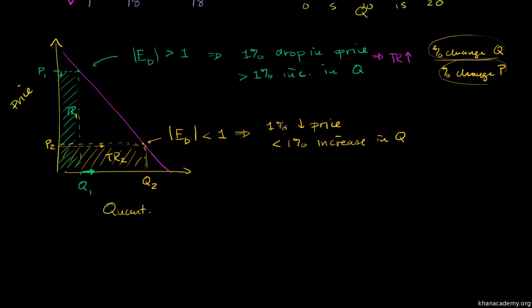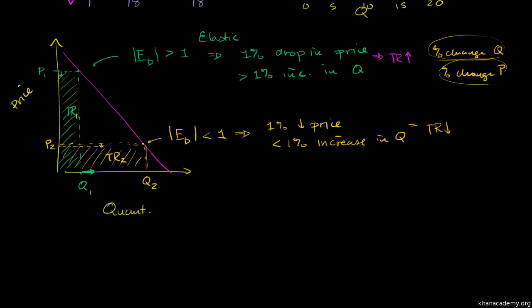So in general, this is going to result in a lowering of this area. This area will get smaller. We're reducing our height more than we are expanding our width. So in this situation, total revenue would go down. And remember, this is an elastic situation. So when it is elastic, total revenue tends to go up.